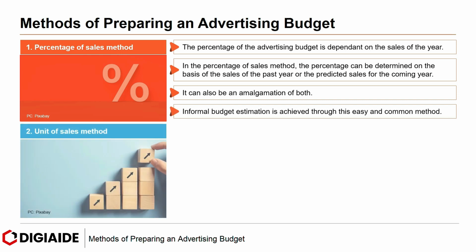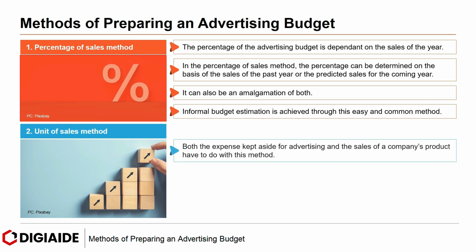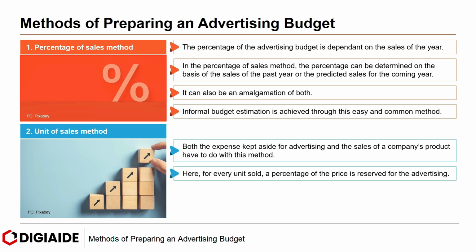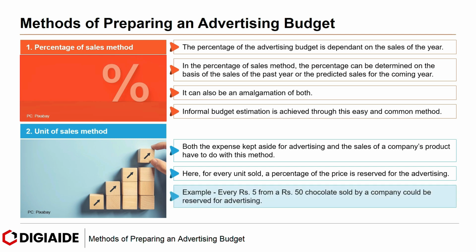Next, unit of sales method. Both the expense kept aside for advertising and sales of a company's product have to do with this method. Here, for every unit sold, a percentage of the price is reserved for the advertising. For example, every ₹5 from a ₹50 chocolate sold by a company could be reserved for advertising.